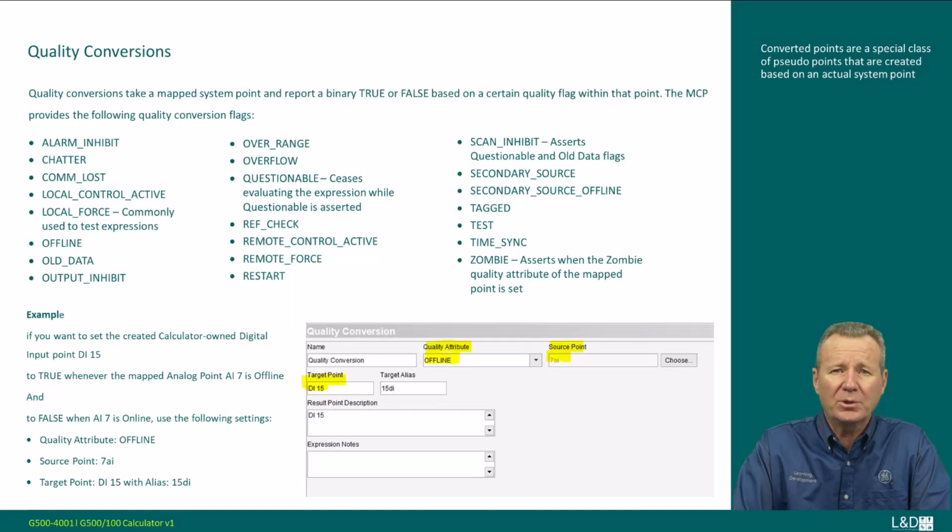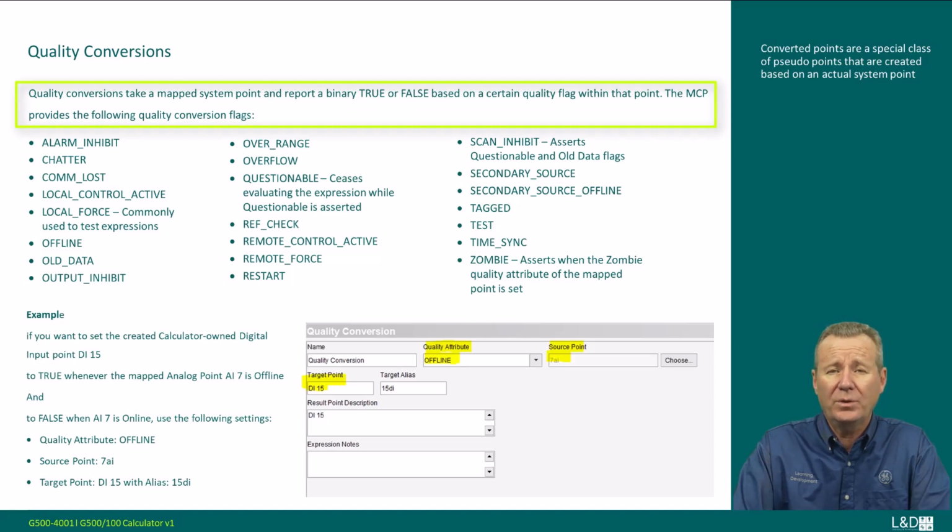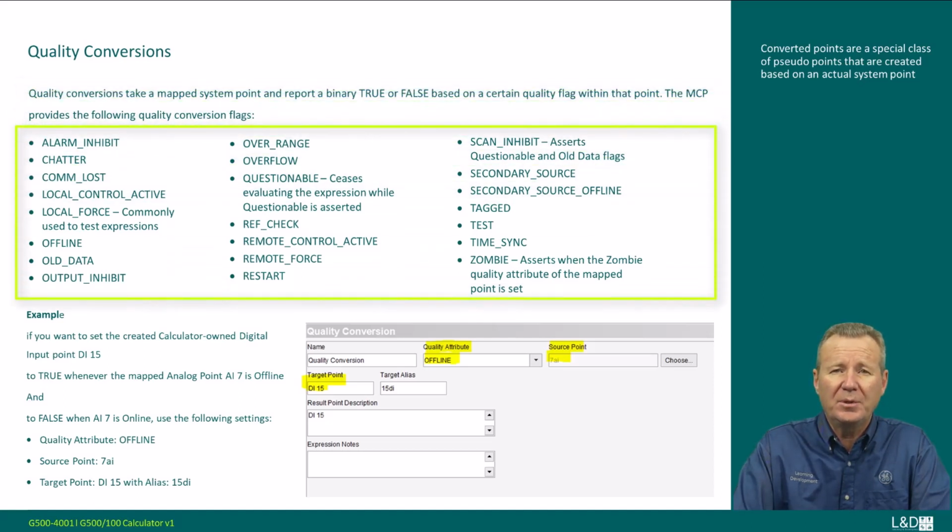Converted points are a special class of pseudo-points that are created based on an actual system point. This section is focused on quality conversion in particular. Quality conversions take a mapped system point and report a binary true or false based on a certain quality flag within that point. The MCP provides 22 quality conversion flags such as offline, overflow, test, etc., as shown in the image.